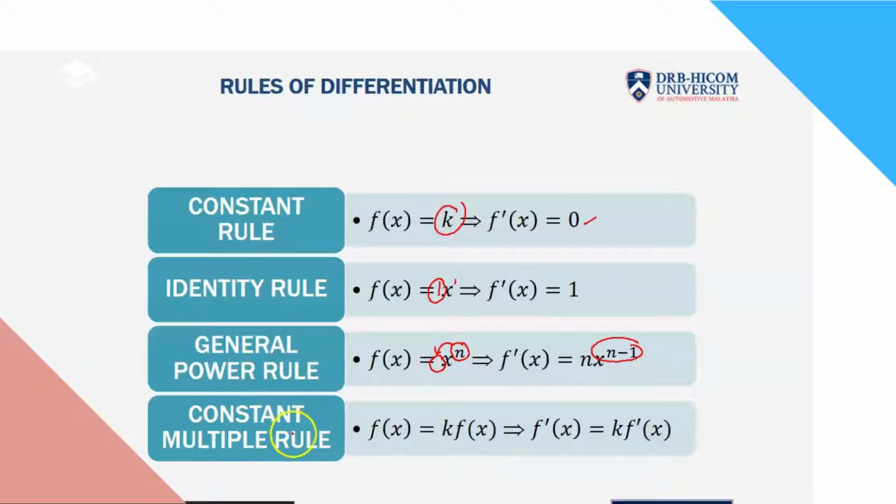For the constant multiple rule, the function consists of any coefficient multiplied with a function. If we differentiate the function, the constant or the coefficient will remain, and we need to differentiate the function with respect to x.